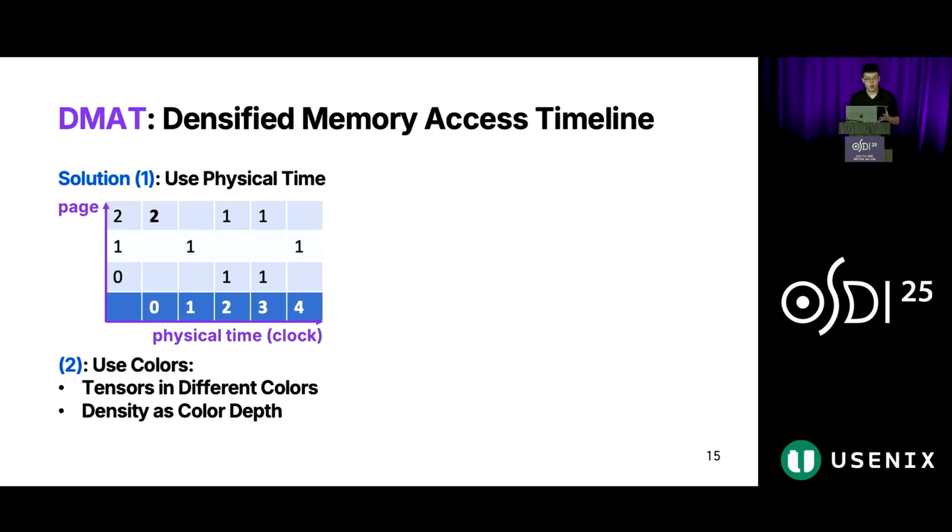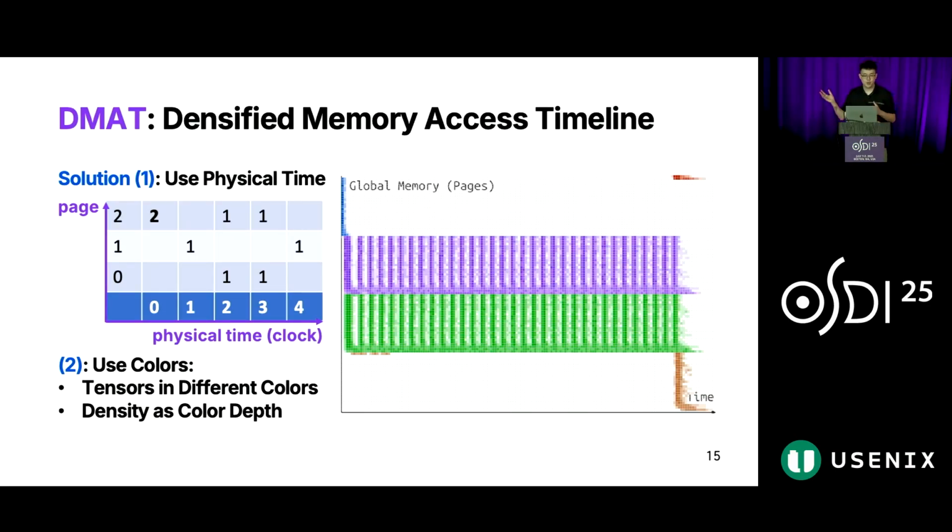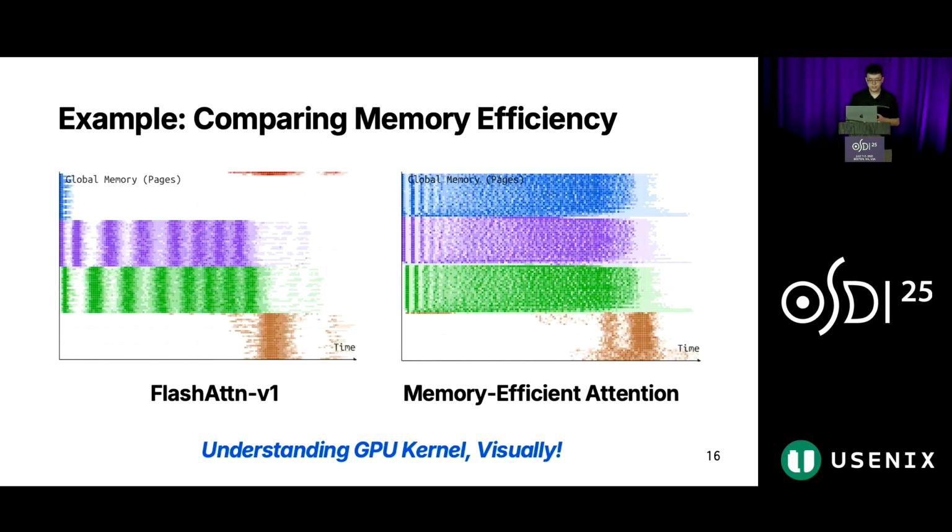Therefore, in Neutrino, we propose DMAT. The solution is to use the physical time as a concrete anchor for safe aggregation. And we also use colors to represent the densities as color depths, and the different tensors in different colors. This allows us a very intuitive representation like the right one. By using DMAT, we can understand the GPU kernel visually.